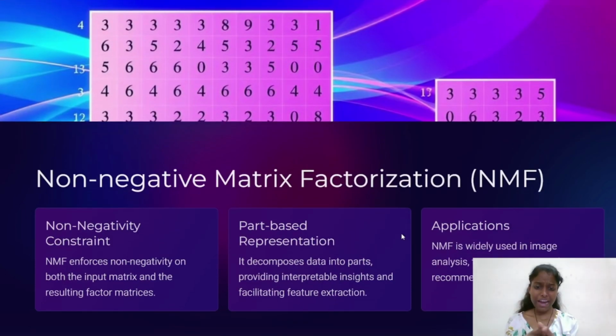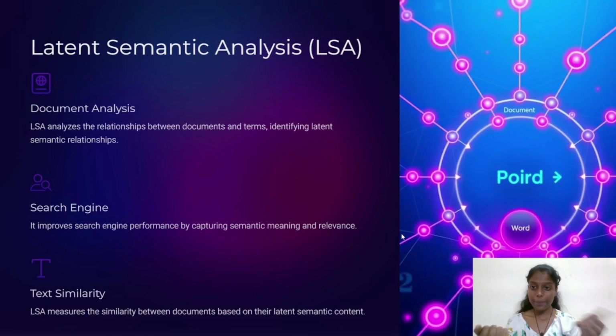Non-negative matrix factorization, that is NMF. Non-negativity constraint: NMF enforces non-negativity on both the input matrix and the resulting factor matrices. Part-based representation: it decomposes data into parts, providing interpretable insights and facilitating feature extraction. Applications: NMF is widely used in image analysis, text processing, and recommendation systems.